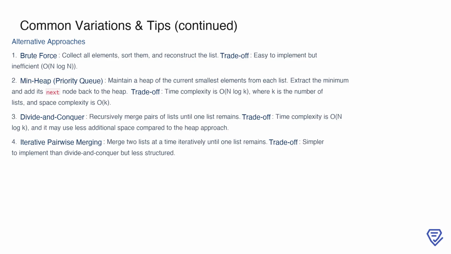Lastly, there's iterative pairwise merging, where you merge two lists at a time in a loop until only one list remains. While simpler to implement than divide and conquer, it's less structured and may require more iterations. Each approach has its strengths and weaknesses, so understanding these trade-offs is key to selecting the most suitable strategy based on the problem's constraints and requirements.